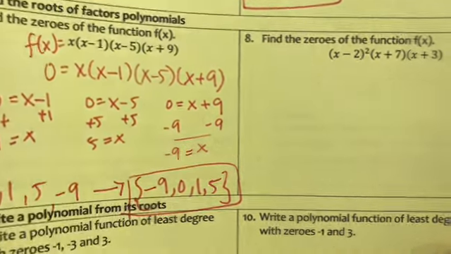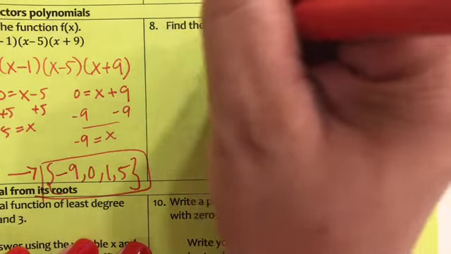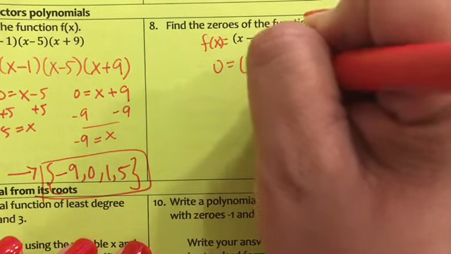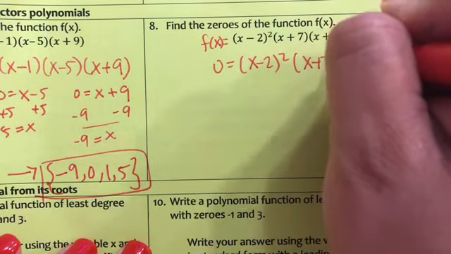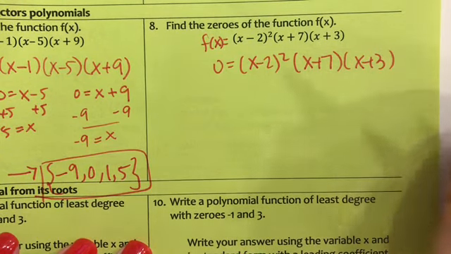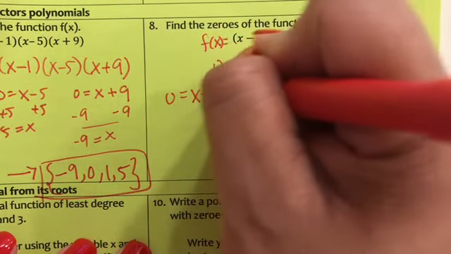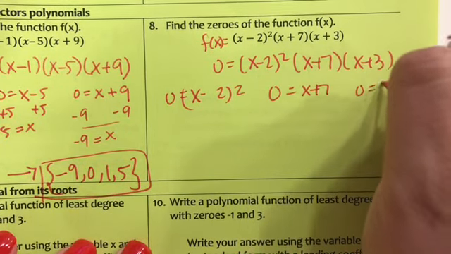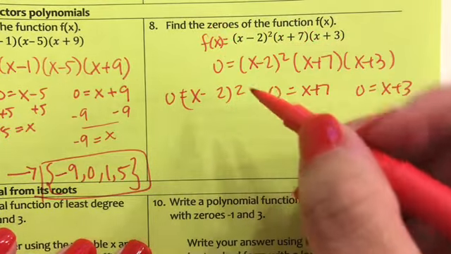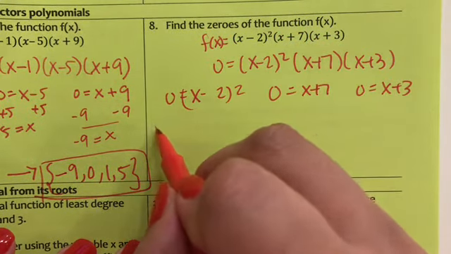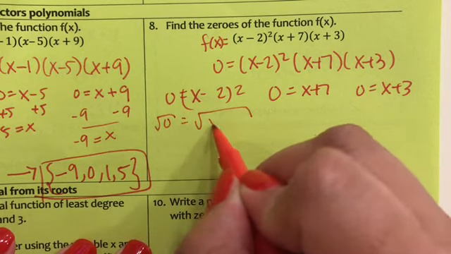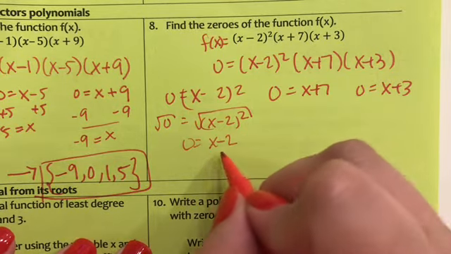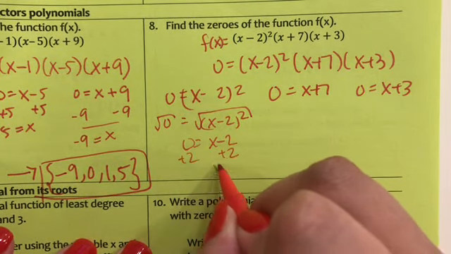Number 8 is the same thing. So f of x equals, and then 0 equals x minus 2 squared, x plus 7, x plus 3. So 0 equals x minus 2 squared, 0 equals x plus 7, 0 equals x plus 3. On this side, we're going to take the square root. x minus 2 equals 0, plus 2, x equals 2.